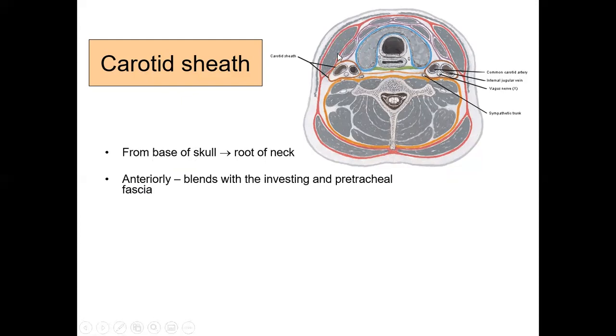So it blends with the investing layer of the deep cervical fascia, and it also blends with the pretracheal layer of the deep cervical fascia, the purple color line here. And posteriorly, it blends with the prevertebral layer of the deep cervical fascia.